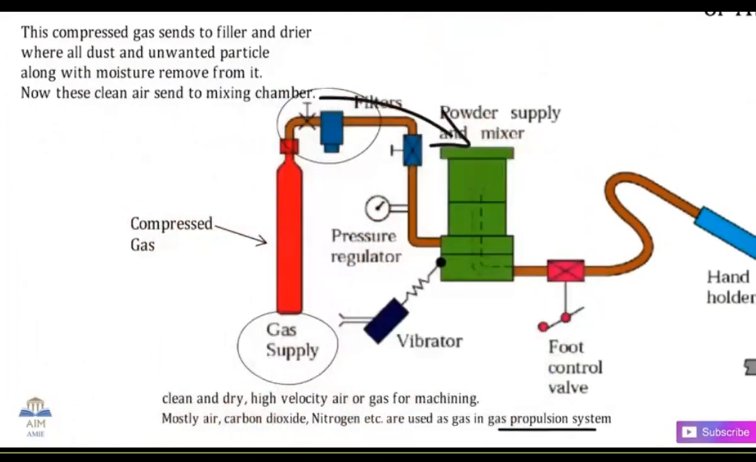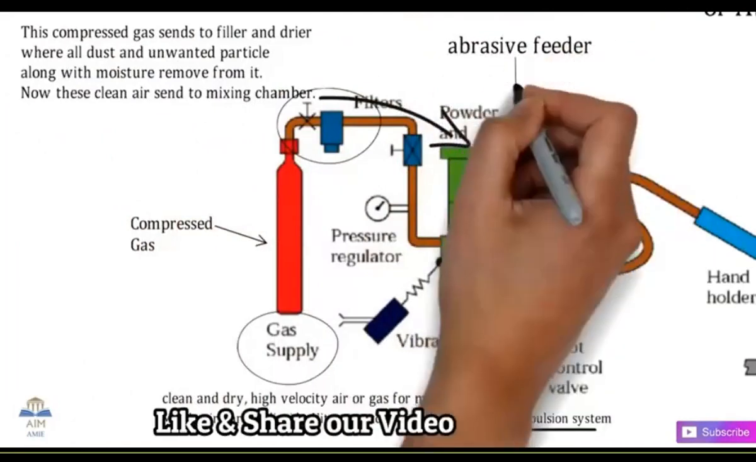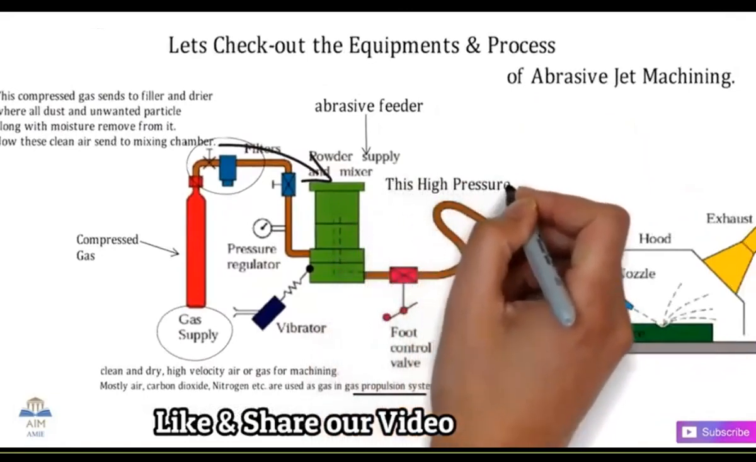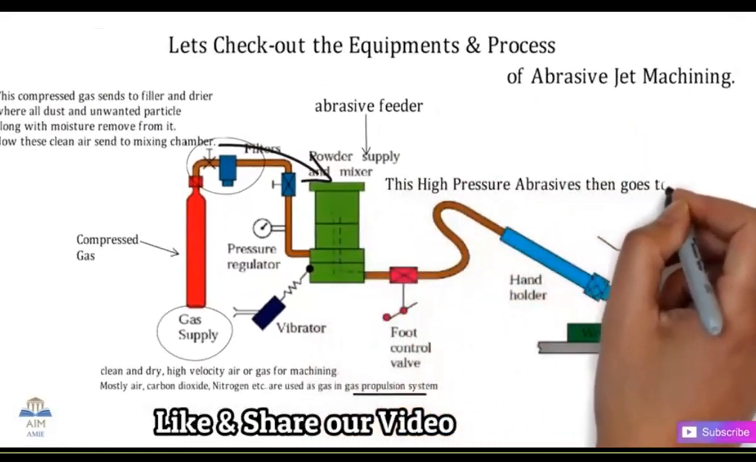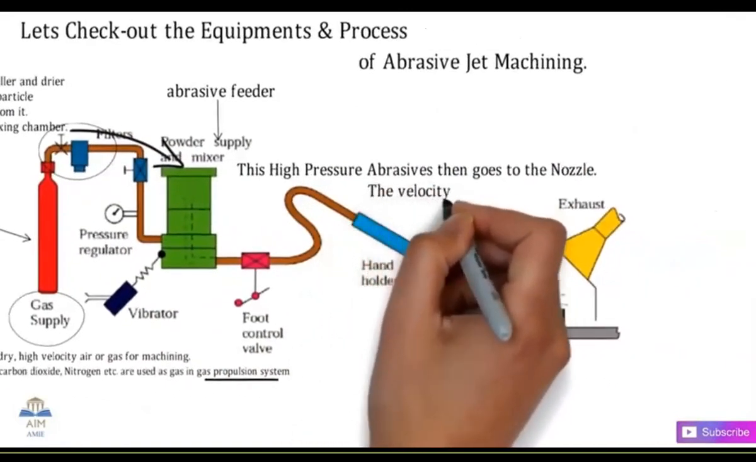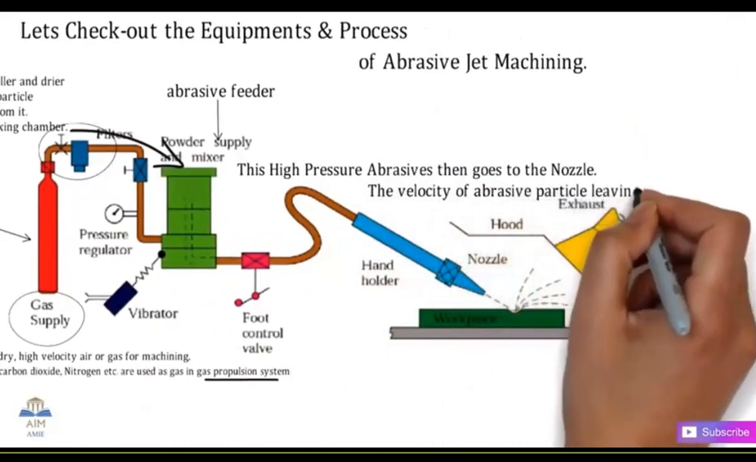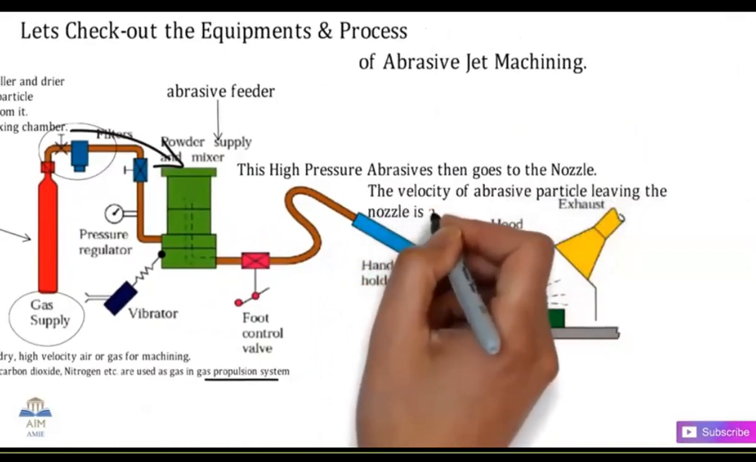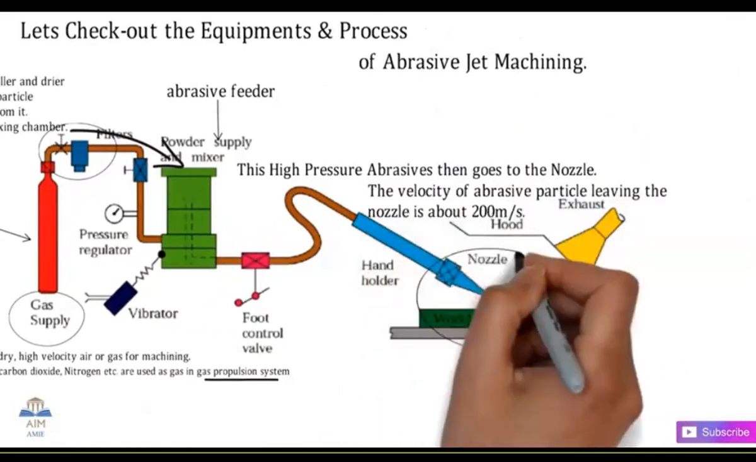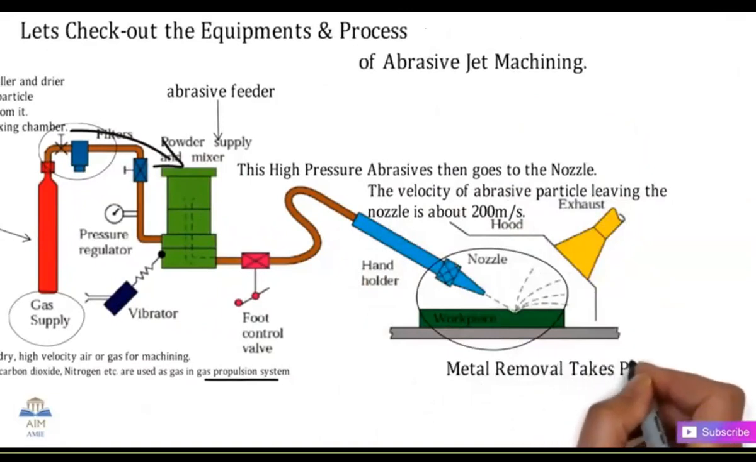Inside that mixing chamber, the abrasive feeder keeps the abrasive particles, which get mixed with the air. This high pressurized abrasive air then goes to the nozzle. Inside that nozzle, the velocity of the abrasive particles increases tremendously, to around 200 meters per second, and it goes directly onto the surface of the workpiece.